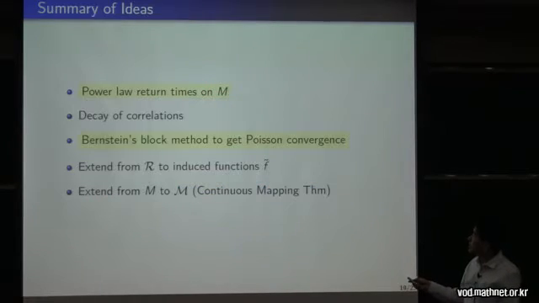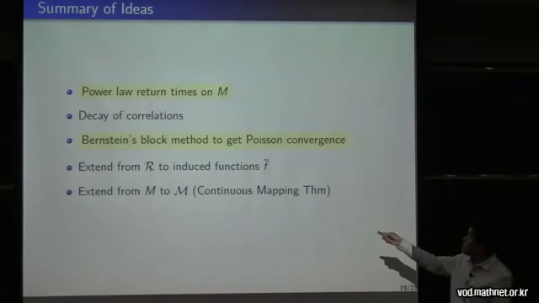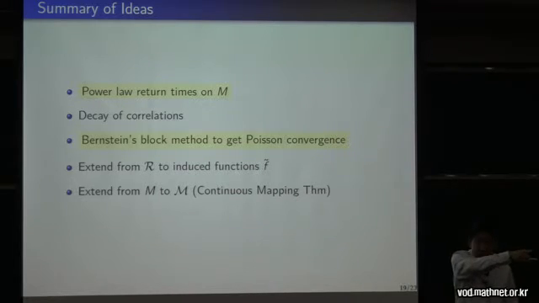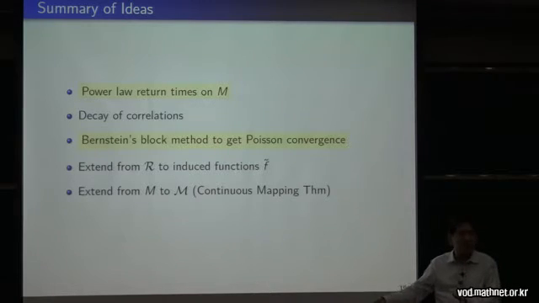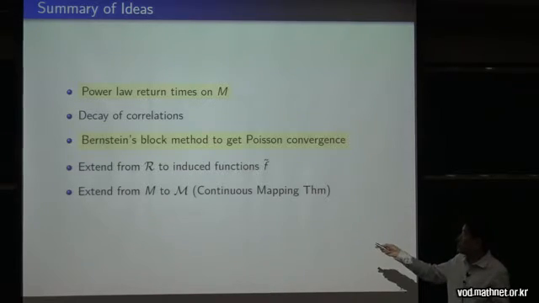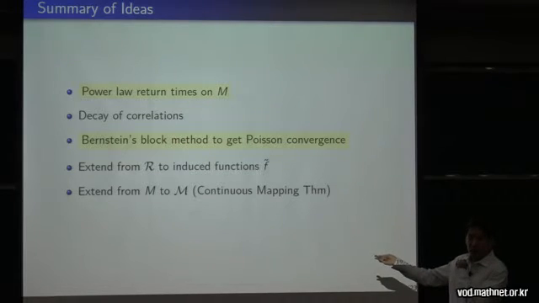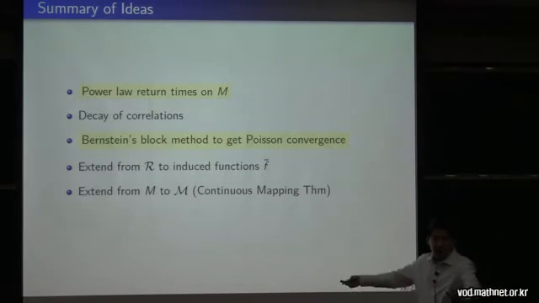So let me review. You just have to obtain power law return times. You go into the cusp and make sure that the time you spend in there is of order n to the 1 over alpha. You get decay of correlations, which tells us it's essentially independent. You use those two things, and the Bernstein block method allows us to upgrade decay of correlations to essentially independence. So now I have independence and power law return times, and then I get convergence to the Poisson. And remember, the Poisson builds up the stable law.